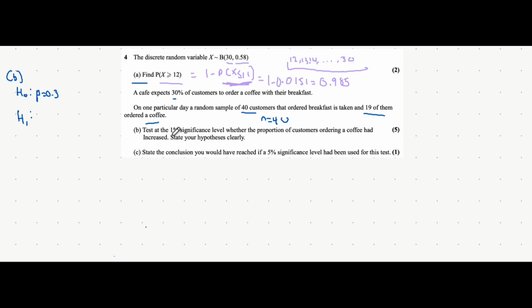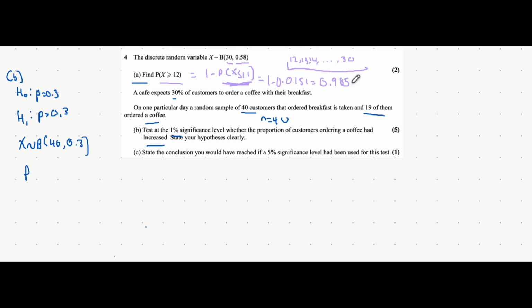Test at the 1% significance level whether the proportion of customers ordering coffee has increased. So we're testing if it's increased. Our alternative hypothesis is that the probability is actually bigger than 0.3. Now, it's very important that you take note of the sign here because it affects what you do later on. So in our case, we say X is binomially distributed with the sample size 40 and the probability of them ordering a coffee with breakfast is 0.3.